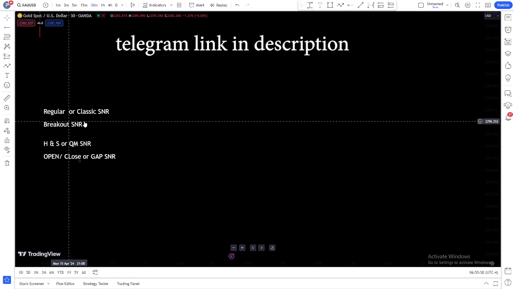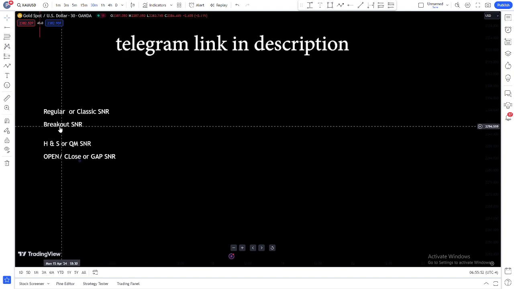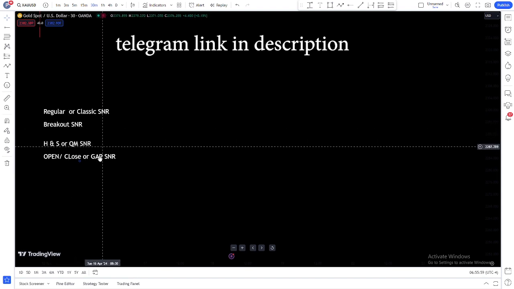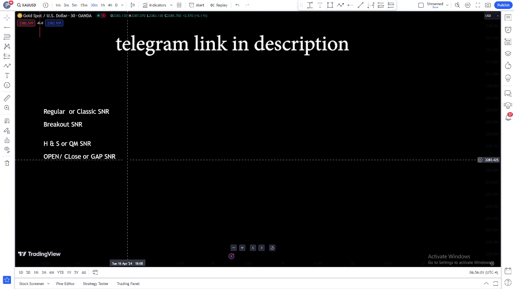The first one we are having here is regular SNR or the classic SNR. The second one we are going to talk about is the breakout SNR. The third one will be head and shoulder or the QM SNR. And the fourth one will be the gap, or the open close, whatever we call it. So let's go to the chart.